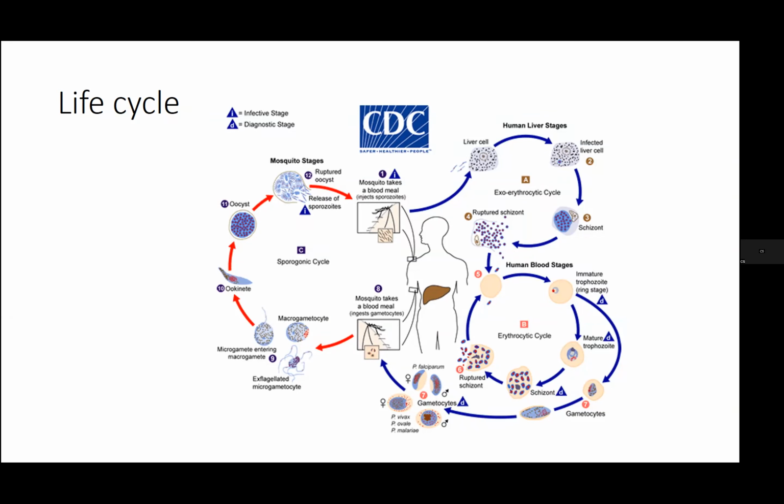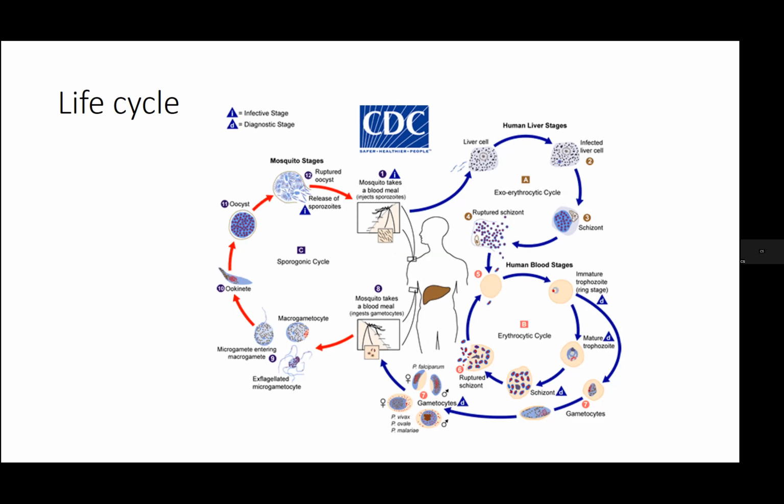So when we look at the life cycle, which is involving two hosts, the mosquito and the human, starting at 1, during a blood meal, a malaria-infected female Anopheles mosquito will inoculate sporozoites into the human host. And these sporozoites enter the circulation and infect liver cells where they mature into tissue schizonts. Here, replication occurs via schizogony, a form of binary fission, producing tens of thousands of merozoites. So tissue schizonts rupture and release these merozoites into the bloodstream.